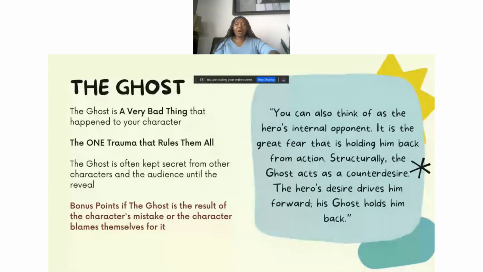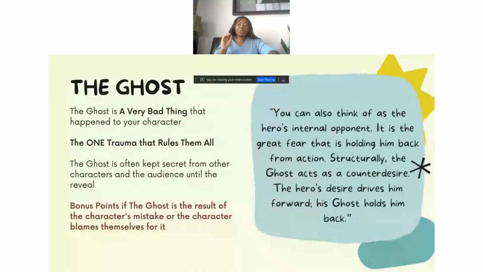So the ghost is often kept secret from other characters and the audience until the big reveal. So the way this works is there's just one very bad thing that happened in the past. You drop little hints and foreshadow what it is throughout the story, giving the reader some cookie crumbs to follow. And then finally you have the big reveal where you have the flashback, where you have the character talking about what happened to them, and you get to know the very bad thing that happened to them in the past.